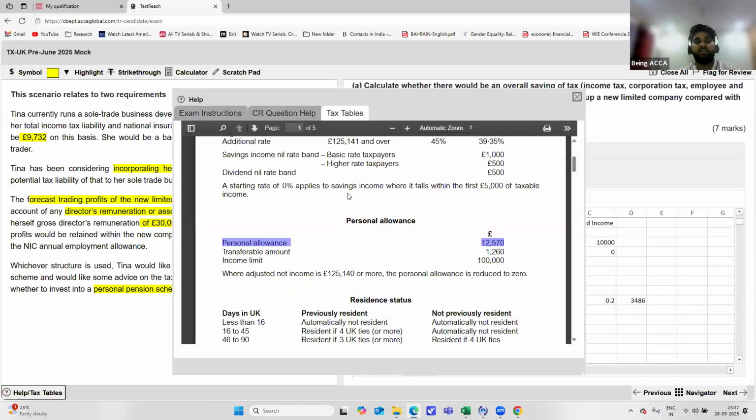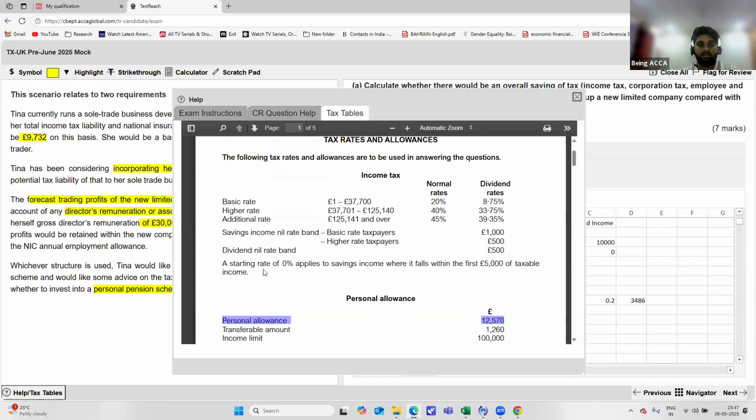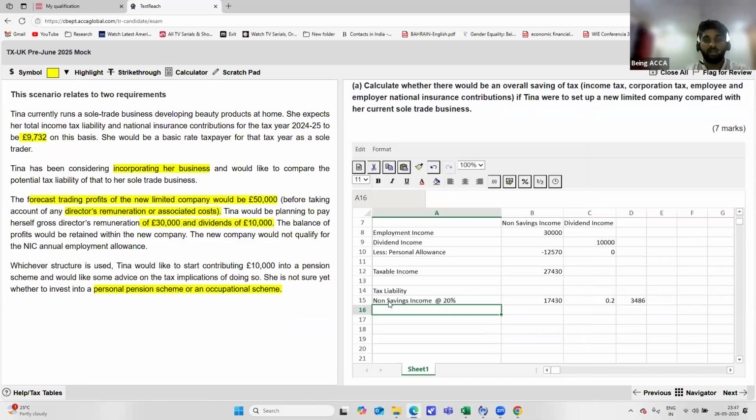Now on dividends, we have something known as dividend nil rate band. So how much is that coming for? We can check that out. Dividend nil rate band is 500. So 500 pounds of the dividend income will be taxed at zero. So we can write dividend nil rate band for 500 at 0. That would give us is equal to 500 into 0. 0.